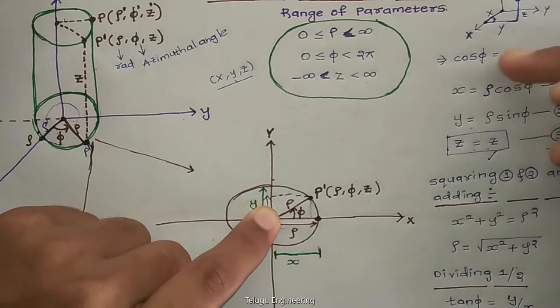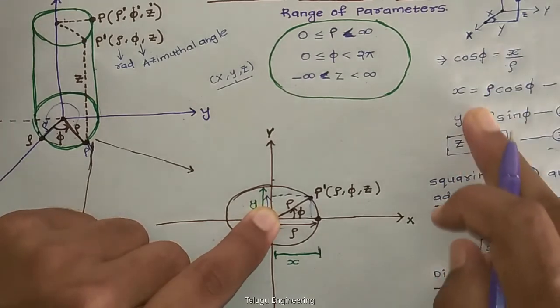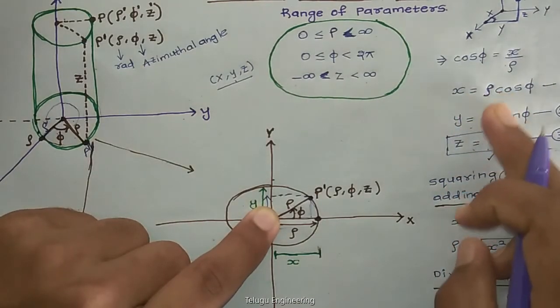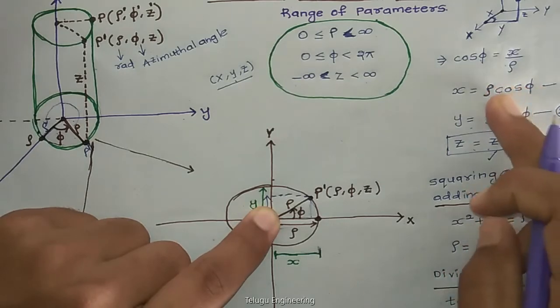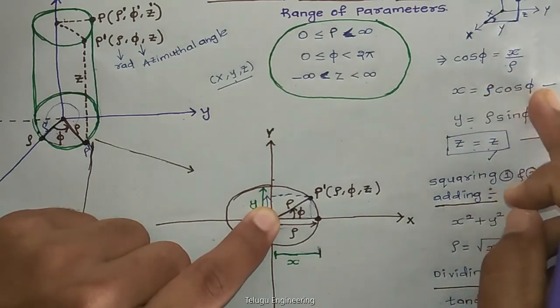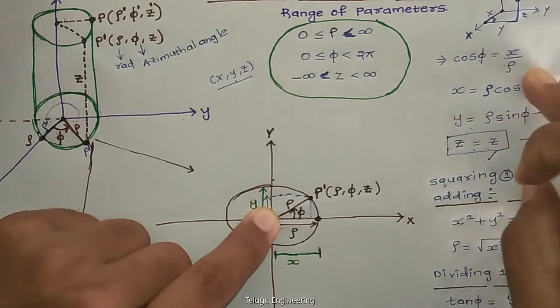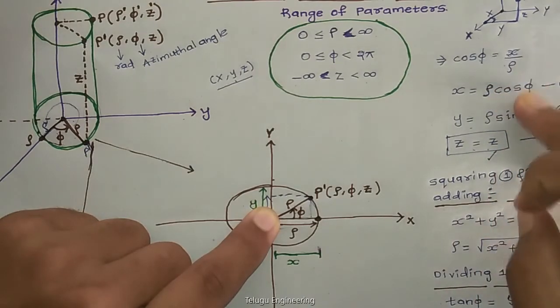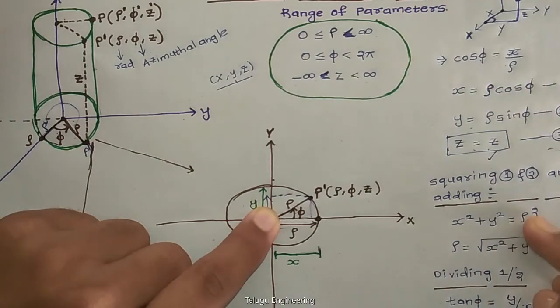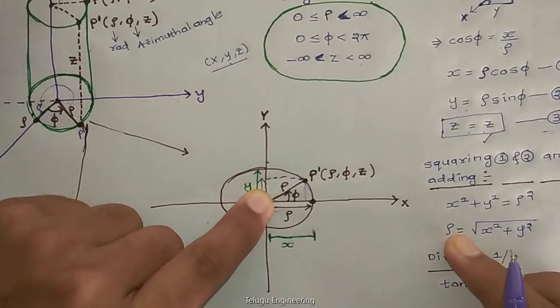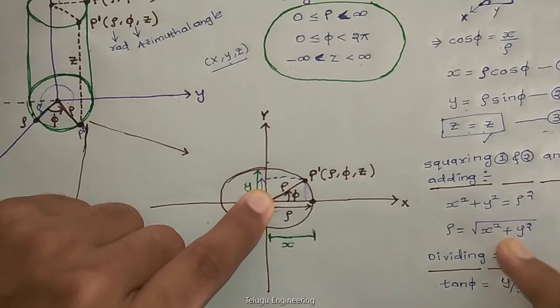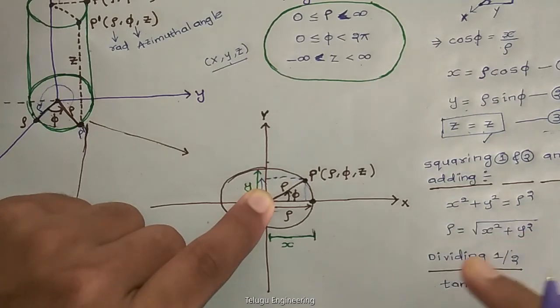If we square these terms and add, we get x square plus y square equal to rho square, because we take rho square common from rho square cos square phi plus rho square sin square phi. Taking rho square common, cos square phi plus sin square phi becomes 1, so x square plus y square becomes rho square, and from that we get rho as the square root of x square plus y square.